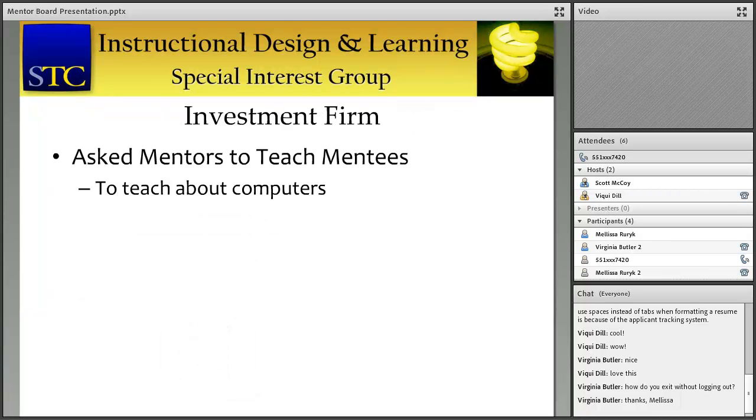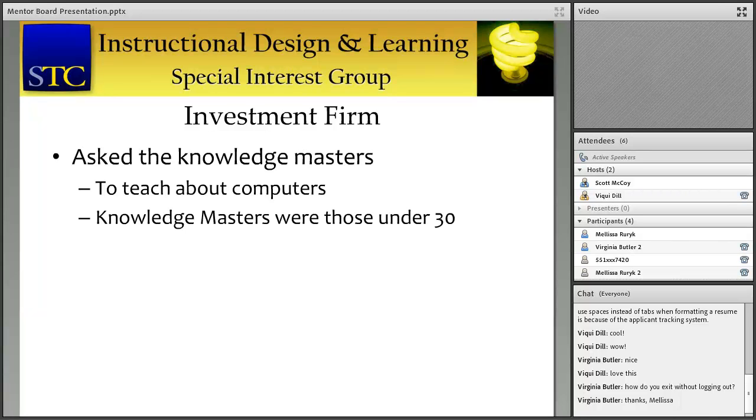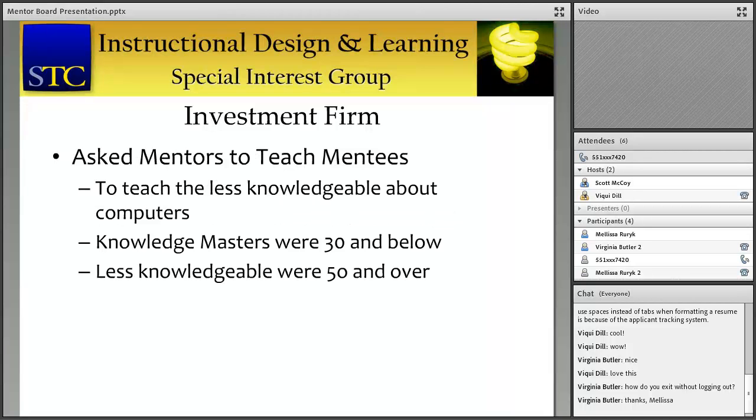Okay, so I bring up an example of an investment firm, and in this investment firm, I want to think that it was E.F. Hutton, but not necessarily. They had an internal memo go around the company to teach some people about computers. And what they found, or what they designated, was that the knowledge masters were those under 30. Okay, so it probably was several years ago, and this investment firm determined that the people who would be the mentors were under 30. And the mentees were anybody over 50.